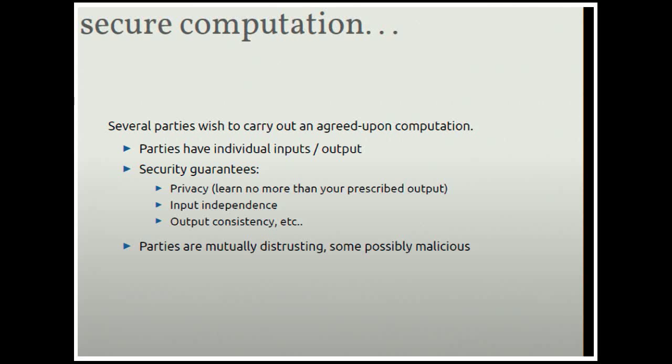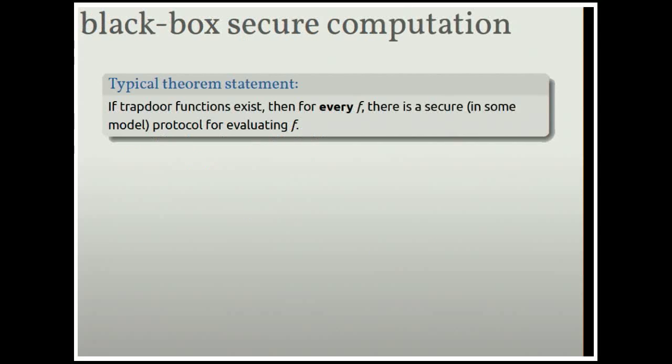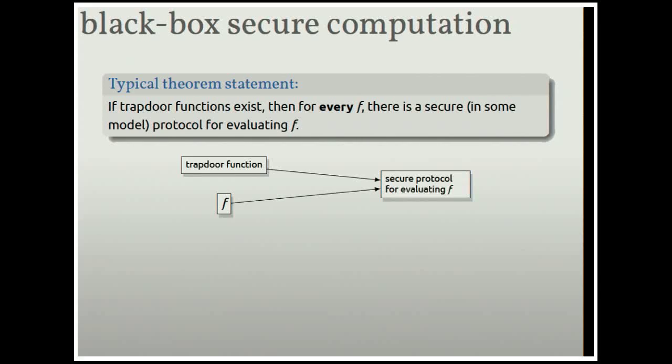So we want to talk about both of these concepts together, and we want to talk about black box reductions in the field of secure computation. In the world of secure computation, a typical theorem statement will look something like this. If there's some fundamental primitive like trapdoor functions, then in some security model, for every function that you want to compute, there is a secure protocol for evaluating that function. If you think about how the quantifiers are arranged here, the final output of this theorem statement is a protocol. That protocol depends on the underlying cryptographic primitive, and it also depends on the functionality that you want to compute. So those are the ingredients that go into the protocol.